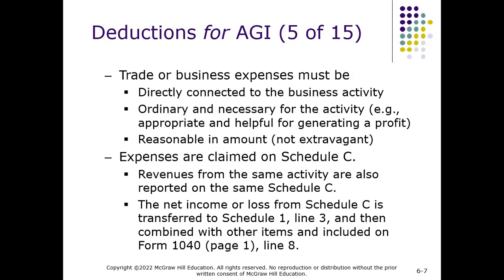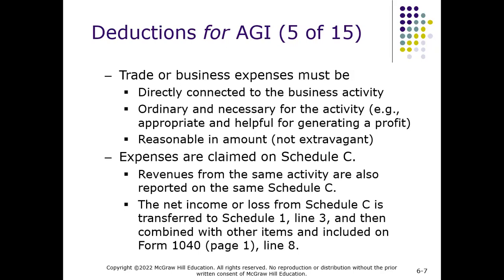Revenues from the same activity are reported on the same Schedule C. Any net income or loss from a Schedule C is first transferred to Schedule 1, line 3 of the 1040, combined with other items, and then transferred to the 1040 itself from the Schedule 1.